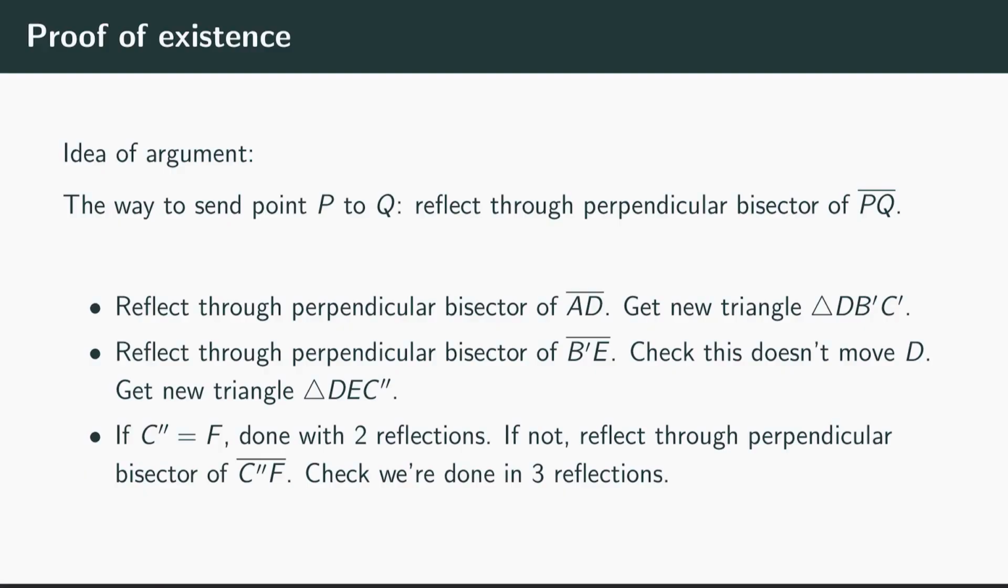If C double prime is F, we're done. Actually, also at previous steps, if our triangles were equal, we just stop. But if not, we can reflect through the perpendicular bisector of C double prime F, and then we're done. So in that last case, if we have to do all 3 of them, that takes us 3 reflections. If we do fewer, we have fewer reflections. Okay, so that's the sketch of the proof. Let's go ahead and work it out in detail.